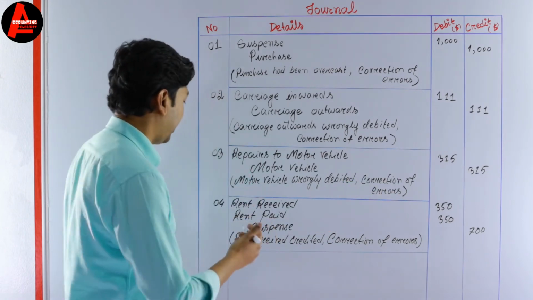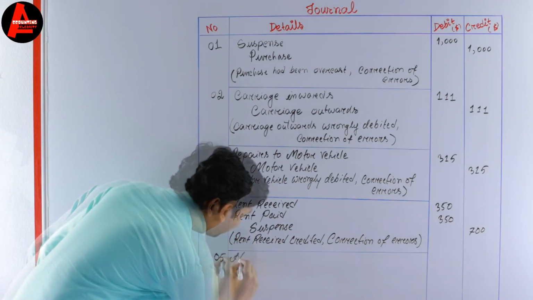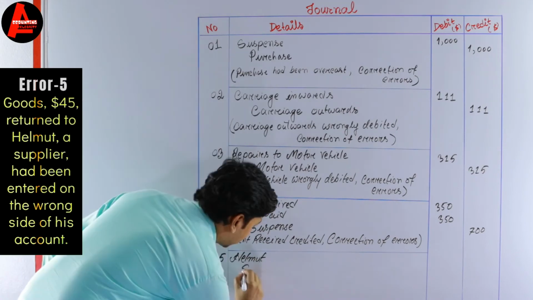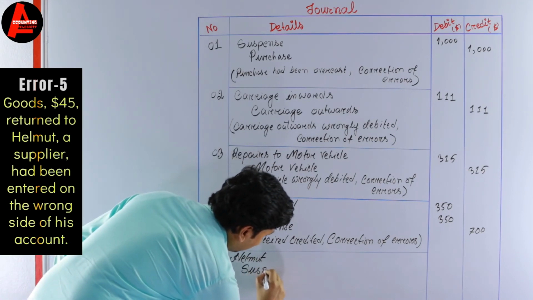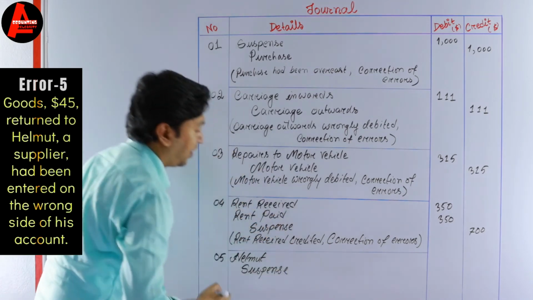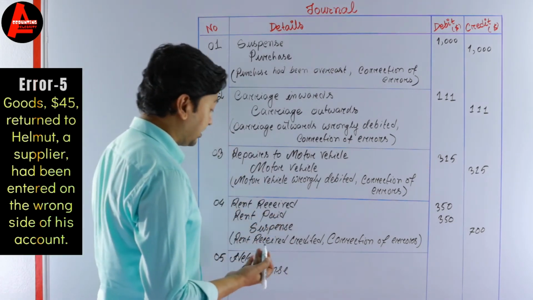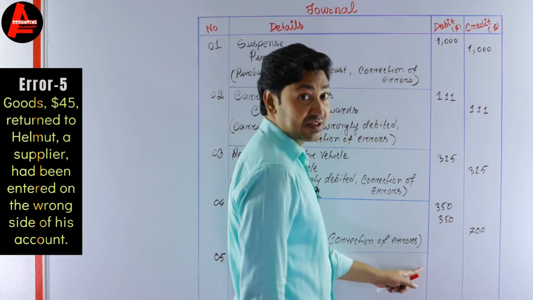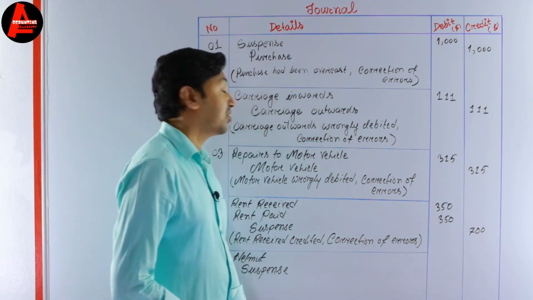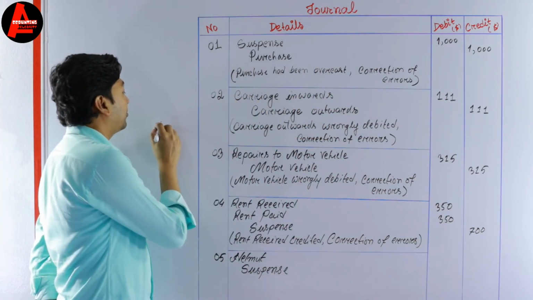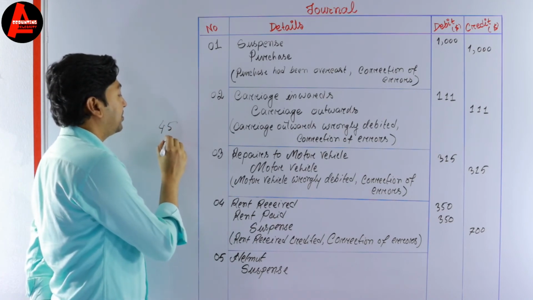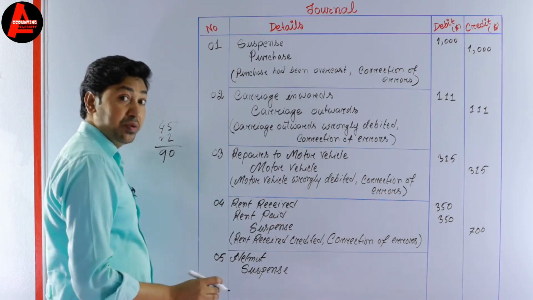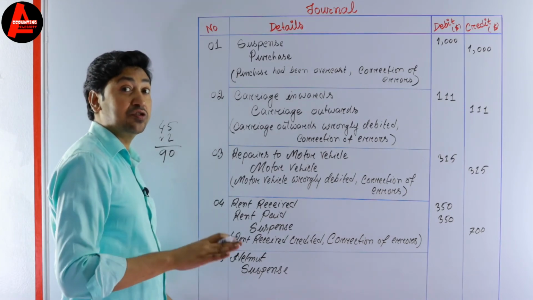So let us write here number 5. Helmet to be debited and suspense account to be credited. The amount is here in the question, $45. So what will we write here? No, it is not 45. So $45 will now be doubled. Because here Helmet was to be debited, but mistakenly he was credited.